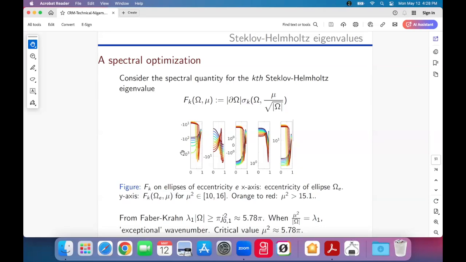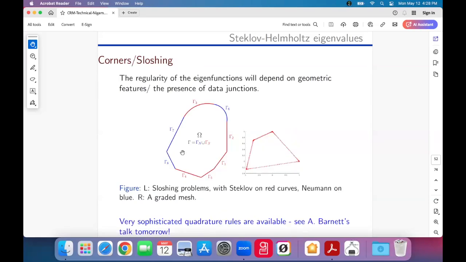But there's a conjecture here somewhere. I've got to state the conjecture more carefully, but there's a conjecture. I could work with polygons, and there are very sophisticated quadrature rules that are available, because when working with polygons you cannot do the trapezoidal rule the way I described it.